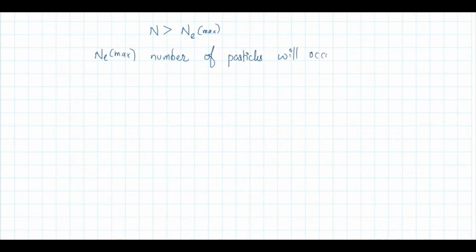But what happens if the total number of particles in the system is greater than this maximum value of Ne? If the total number of particles in the system is greater than the limiting value Ne maximum, then Ne maximum number of particles will occupy the excited states. This is the maximum number of particles that can be held by the excited states, so that many particles will be there in the excited states.